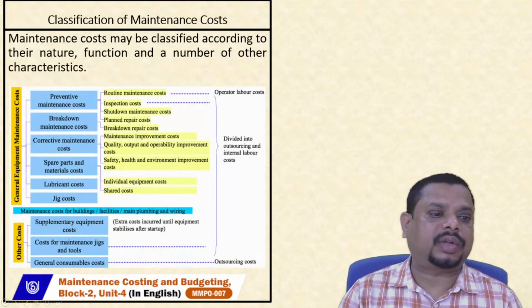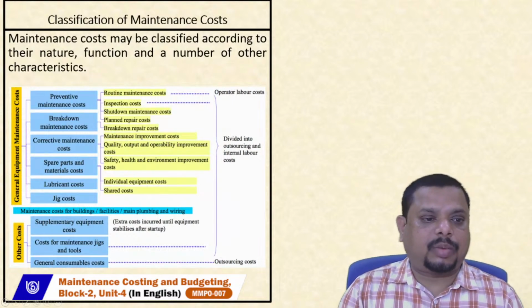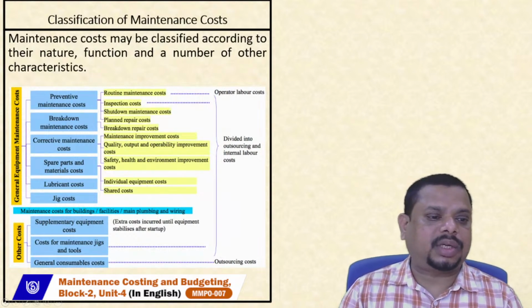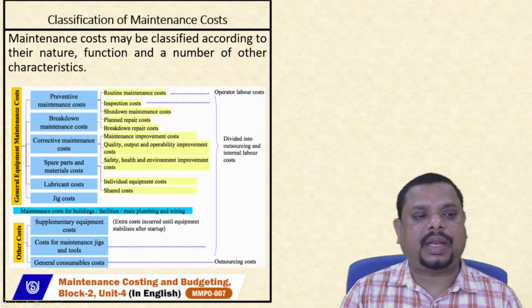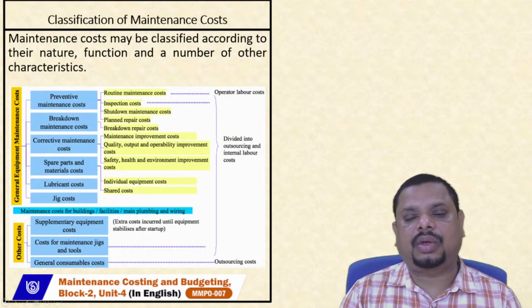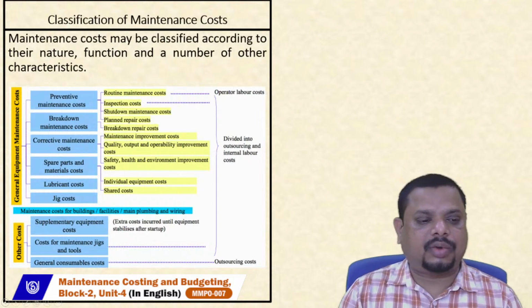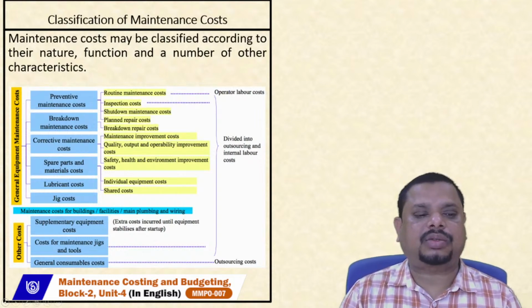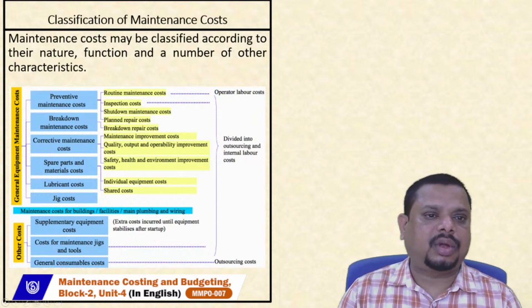So if you go for broad classifications, we have two types of costs. The first one is general equipment maintenance cost, and the second one is other costs. So under general equipment maintenance cost, we have preventive maintenance cost, breakdown maintenance cost, corrective maintenance cost, spare parts and material cost, lubricant cost, and cost of fixing jig and fixtures. Under other, we have supplementary equipment cost, cost for maintenance jig and tools, and the last one we have general consumable cost. So these are the broad classification of the maintenance cost.